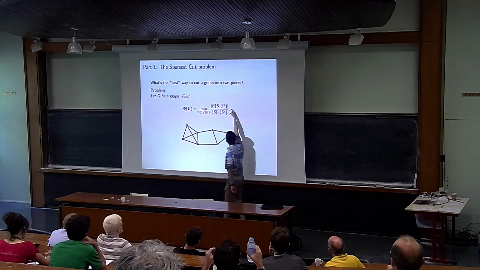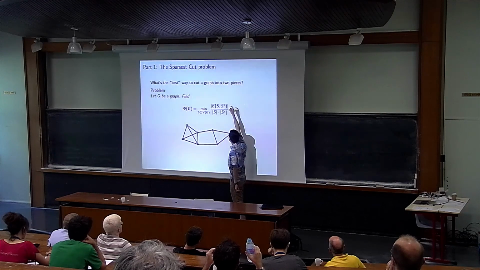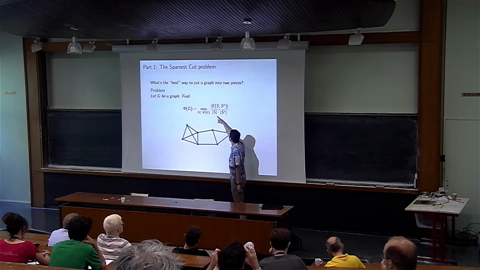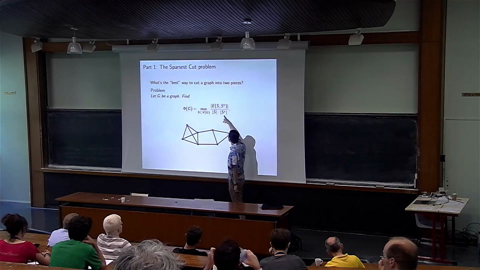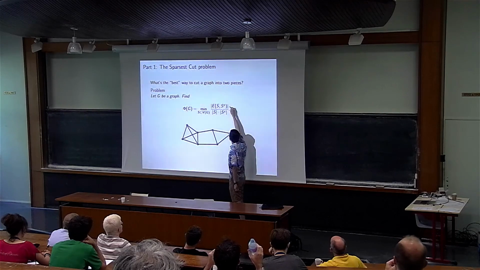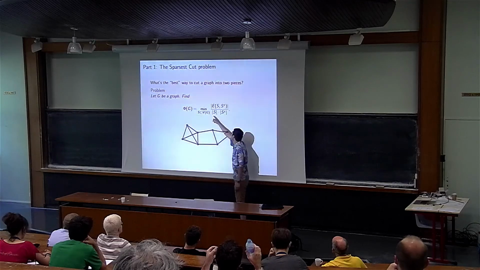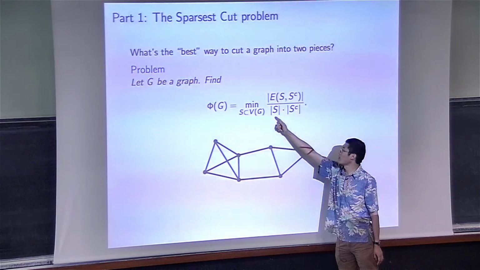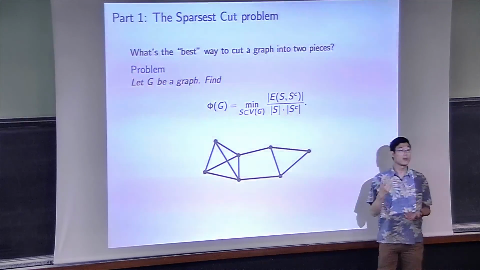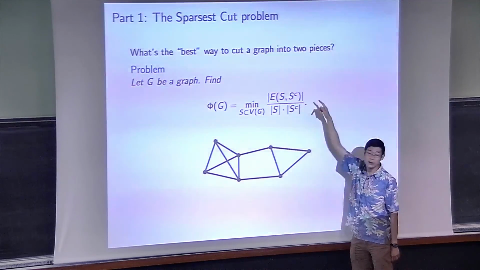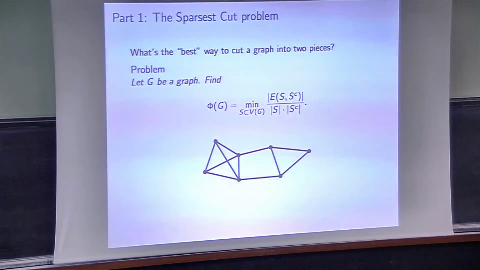And the sparsity of that cut is given by this quotient here. The sparsity of the cut is the number of edges from one side of the cut to the other, divided by the product of the number of vertices in one side and the number of vertices on the other. We think of this as the number of actual edges in the graph between the two sides, divided by the number of possible edges between the two sides. Because if you have an edge from every vertex on one side to every vertex on the other side, you have |S| times |S complement| edges. And so this is the fraction. This is always between 0 and 1. This is the fraction of edges between the two sides.